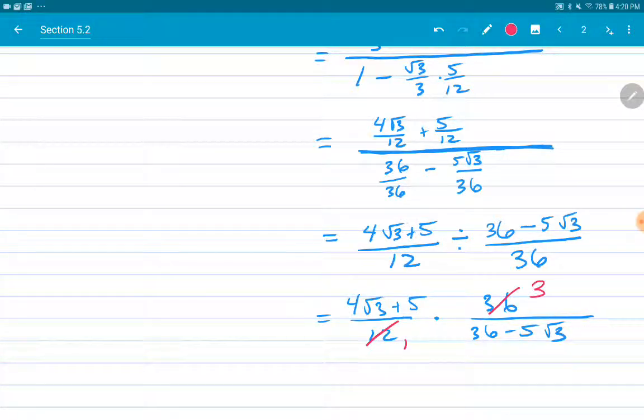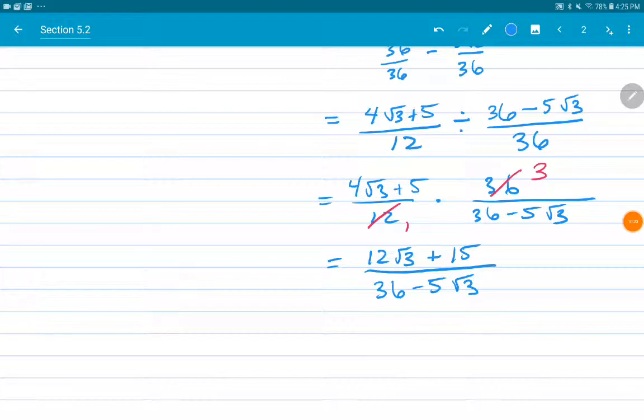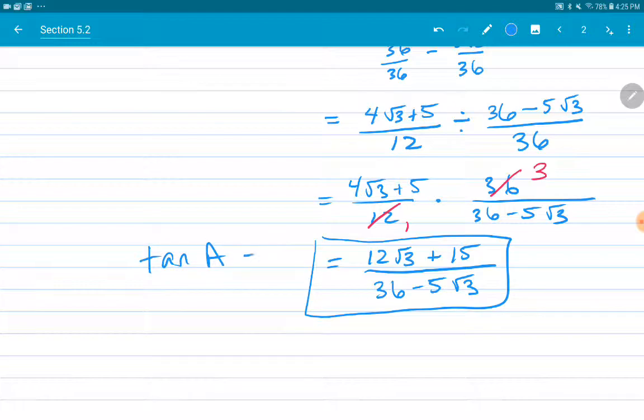Which leaves me with a final answer of 3 times 4 radical 3 gives me 12 radical 3, plus 5 times 3 gives me 15, over 36 minus 5 radical 3. This is an acceptable final answer for tangent of A.